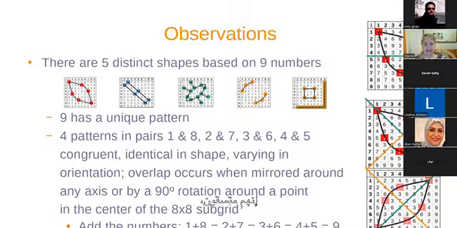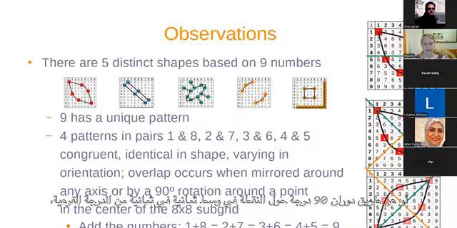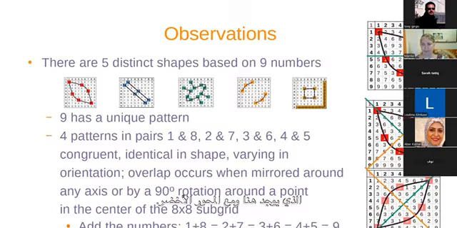They're congruent. That means they're identical in shape, but varying in orientation. The overlap occurs when mirrored around any axis or by a 90-degree rotation around the point in the center of the 8x8 subgrid, which is seen here with the green axis. That's the point. When you add the 2 numbers of the pairs, we always get the number 9.